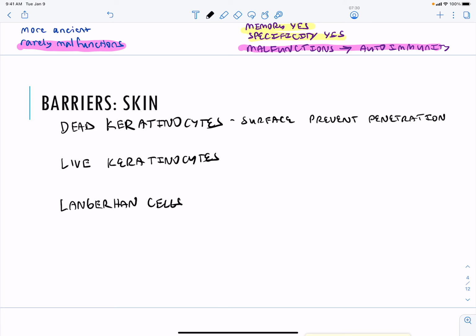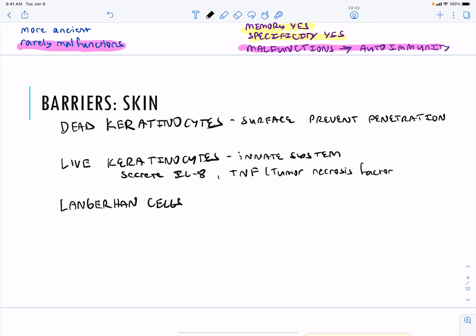So any damage to the skin can, of course, cause this barrier to fail. The living keratinocytes are part of the innate system. And if they are damaged, they are going to be able to secrete IL-8 to get those neutrophils to come. They can also secrete tumor necrosis factor, one of our acute phase response cytokines. And so this is going to induce inflammation.